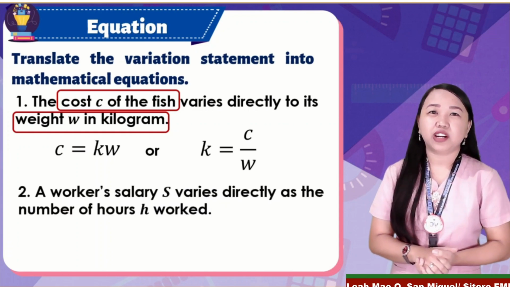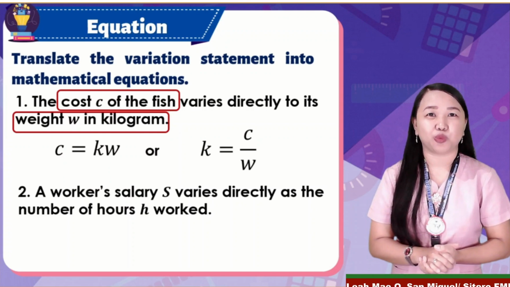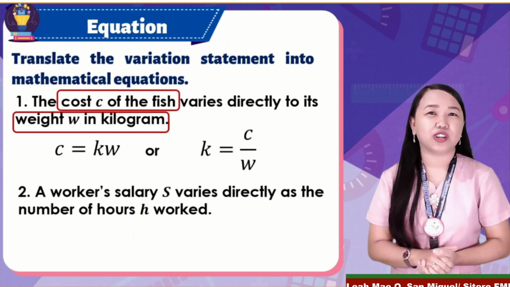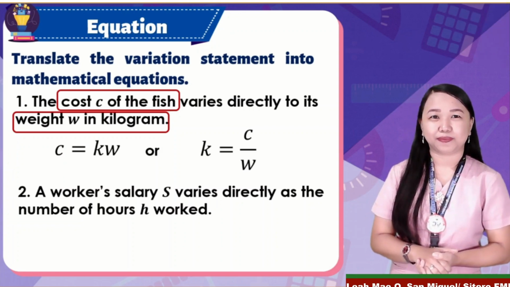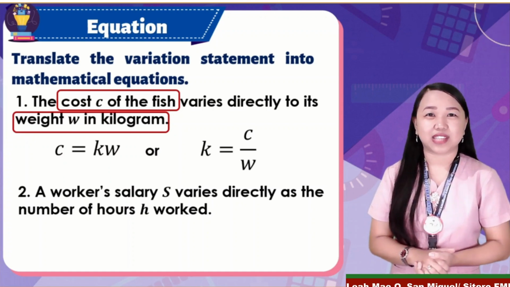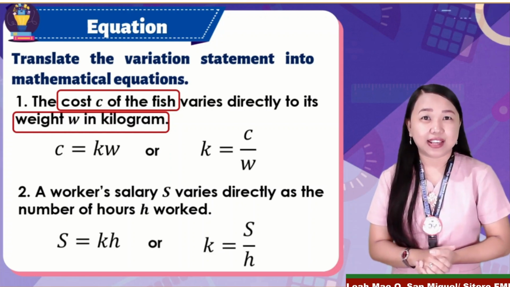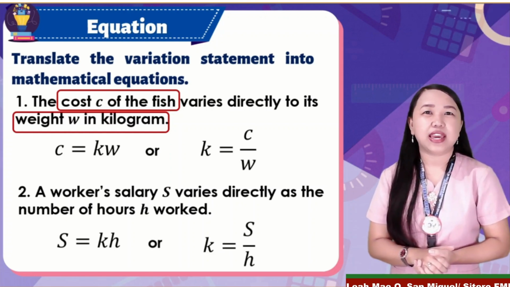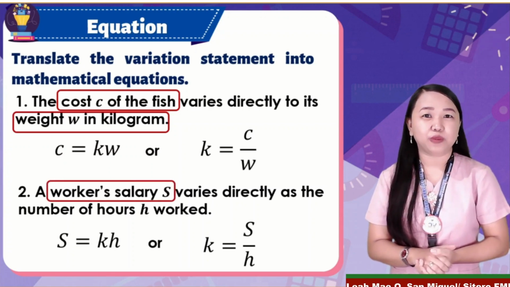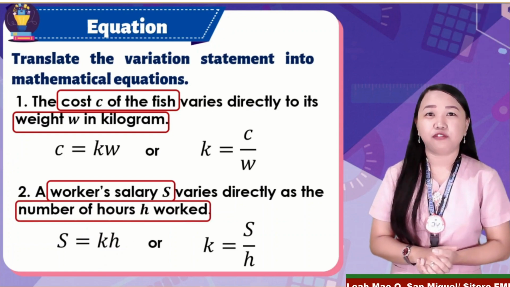Next, a worker's salary S varies directly as the number of hours he worked. So, what is the mathematical equation of this statement? Very good. This statement can be translated into mathematical equation as S is equal to kH or k is equal to S over H, where S is the worker's salary, k is the constant of variation, and H is the number of hours worked.